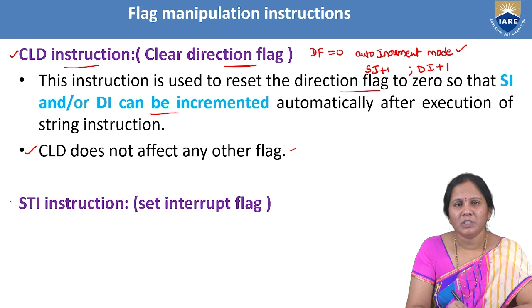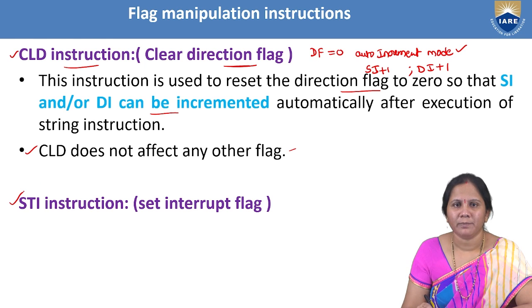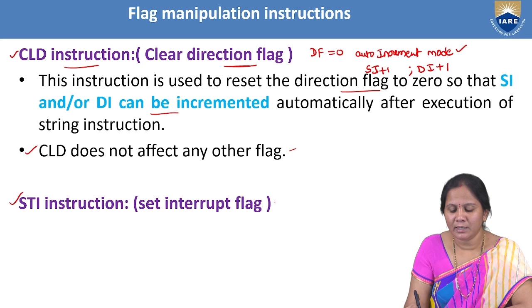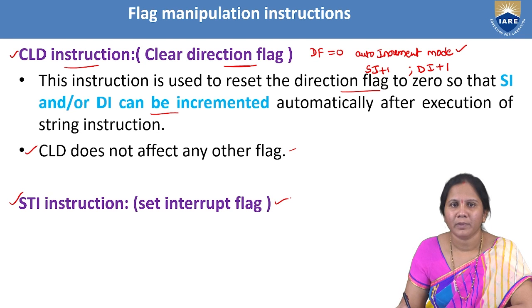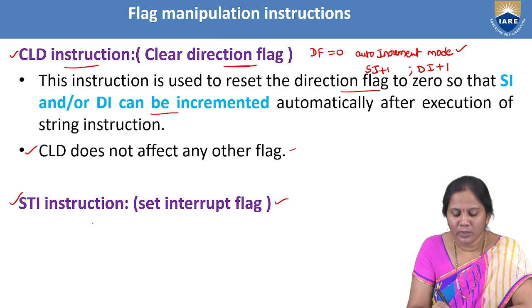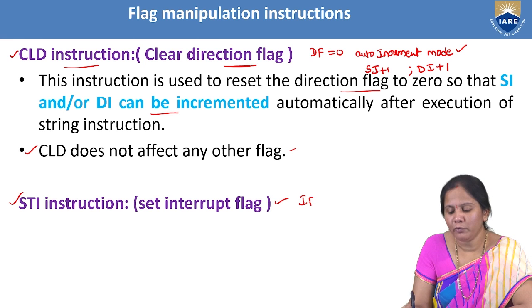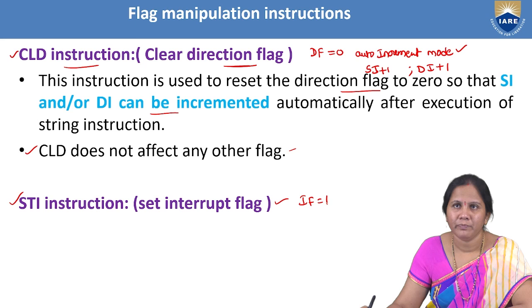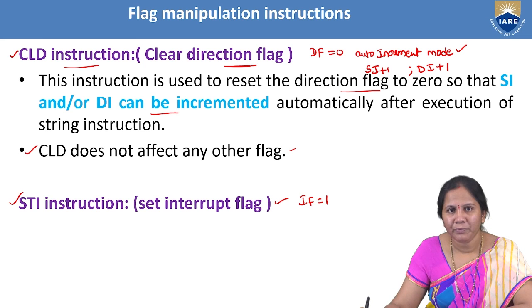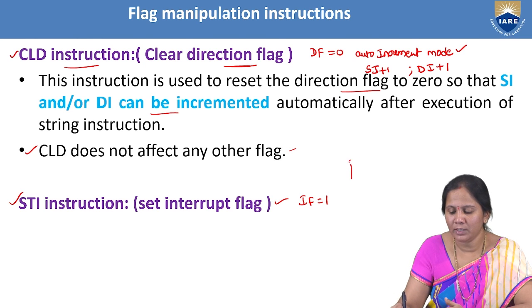And the next flag manipulation instruction is STI instruction. STI represents set the interrupt flag. Setting the interrupt flag means the IF bit should be made equal to 1. As I already told, in order to accept the interrupt, we have to see that the interrupt flag bit also should be set. I have already drawn this. So if this IF bit is 1, then only the interrupt coming through the INTR signal will be accepted.